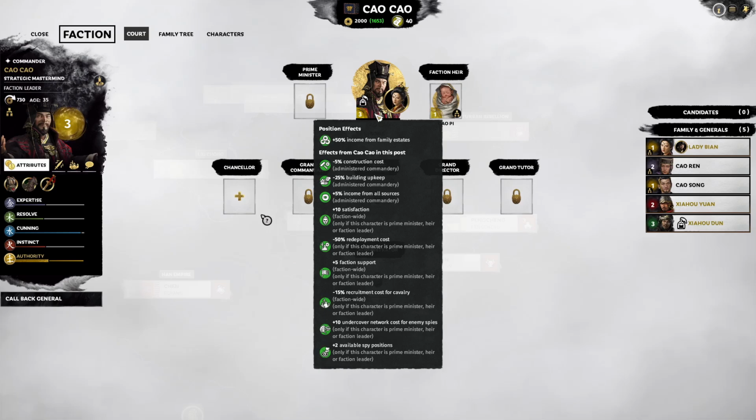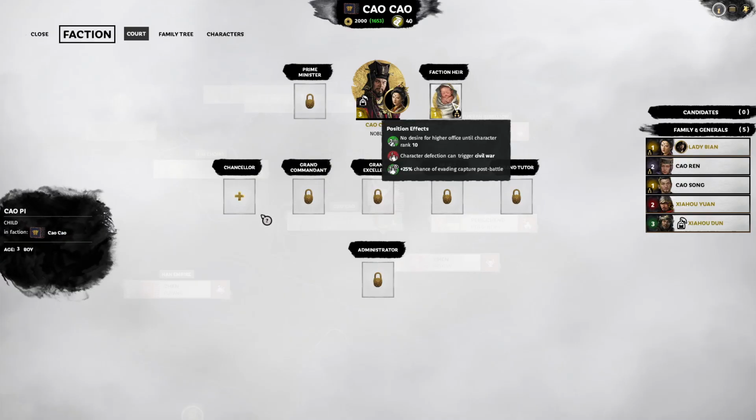And speaking of wonderful bonuses from unique positions, the one position we can really mess with on turn 1 is the faction Heir, because it's always unlocked. This is the character that will take over the position of faction leader should your leader die. So it's obviously very, very important.